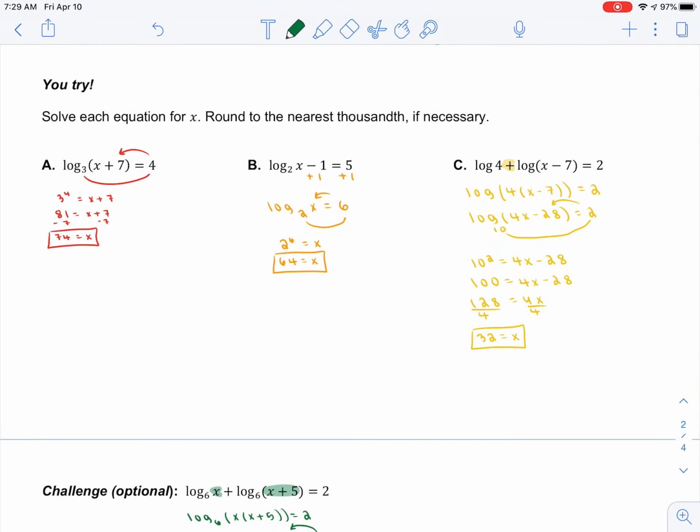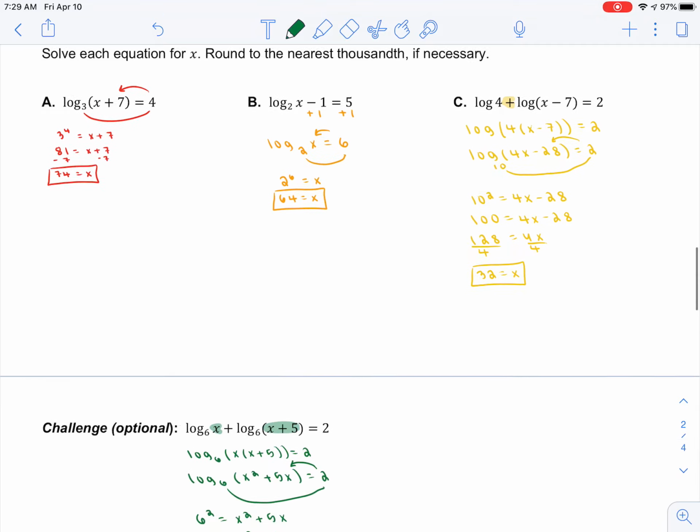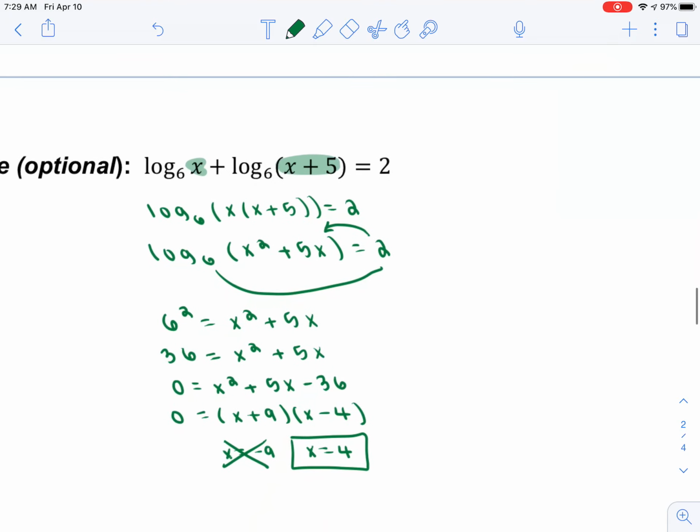And then the challenge, I really hope you guys tried this challenge. A lot of our questions in pre-calc look like this. With the challenge, you had to multiply the x with the x plus 5, and we get a quadratic in the argument. When you do that circle of life, you do have to solve by factoring, and when you get the two solutions, you should have noted that one of those solutions did not work.